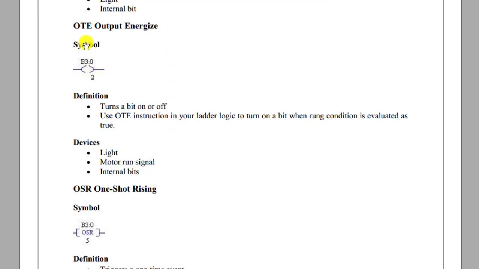The next is OTE, output energize. This is just to check the outputs, like in control systems you had a look at the scope part of the circuits. Those of you who do not know what a scope is, you can just imagine that this is like an LED that turns on when the output is on and turns off when there is no output. These devices, lights, motor run signal, internal bits include output energize.